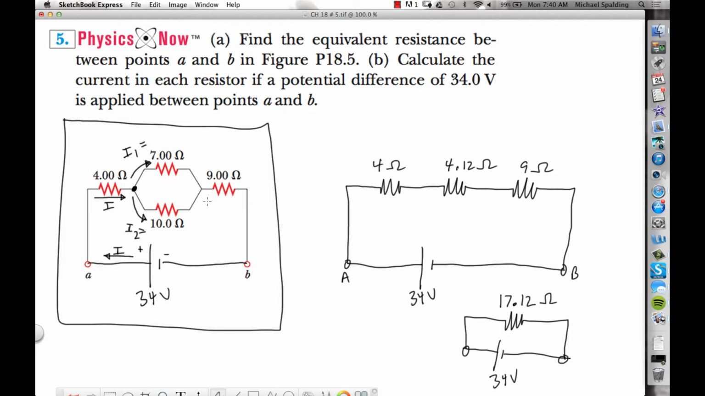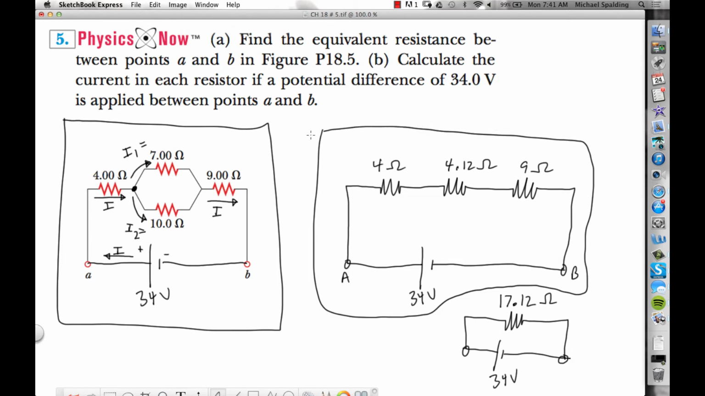And then what current do we have over here? We're back to I, right? It's the current out of the battery before branching. Okay, look at this middle diagram. Guys, what current is flowing through this circuit here? What current is in this diagram here? Is it I, I1, or I2?